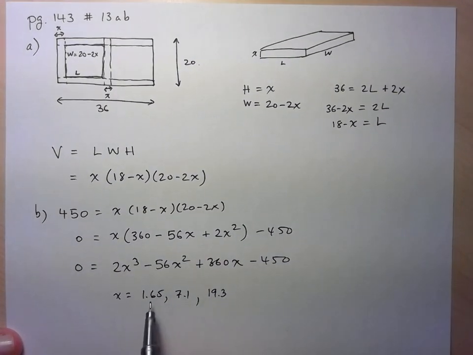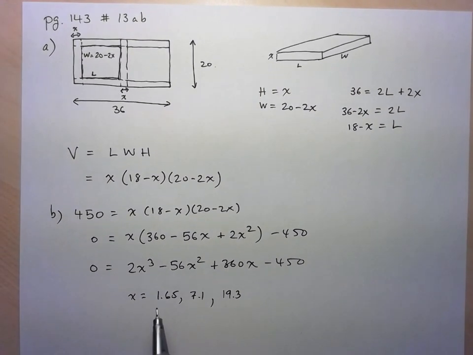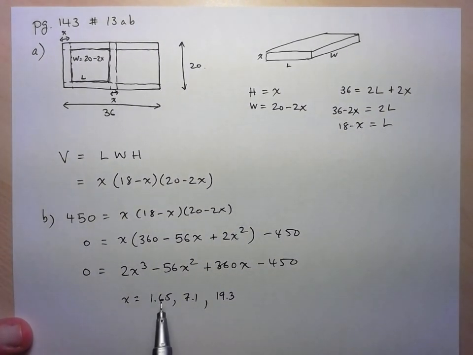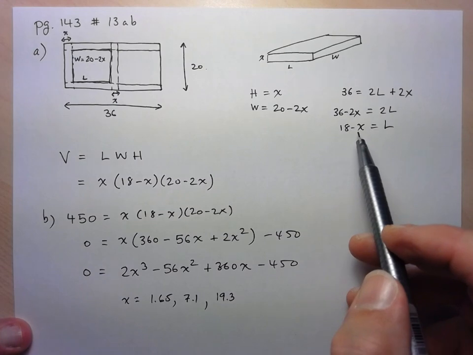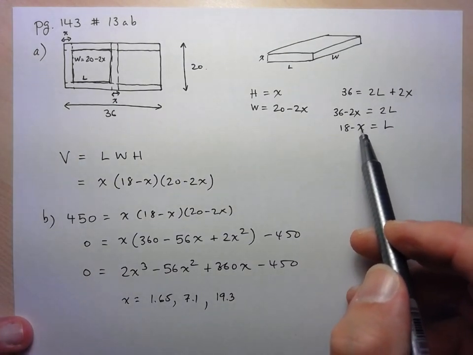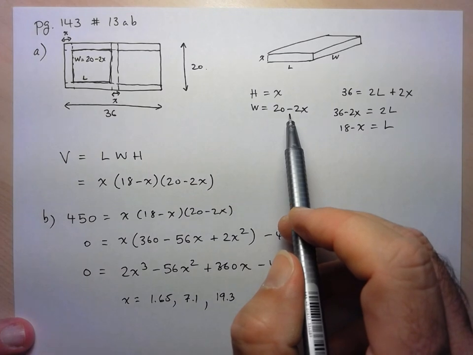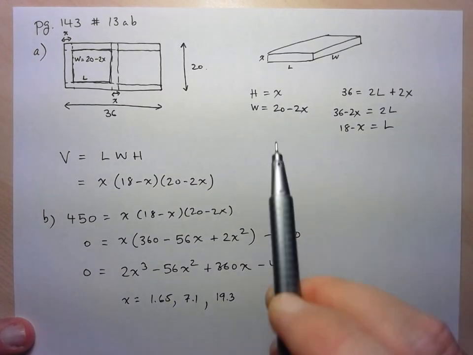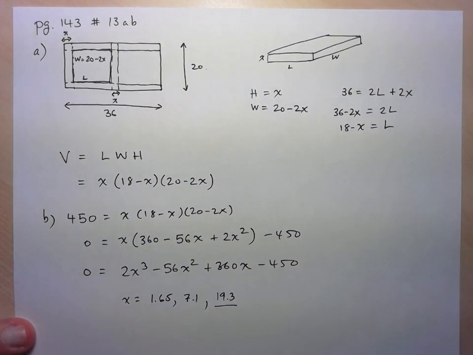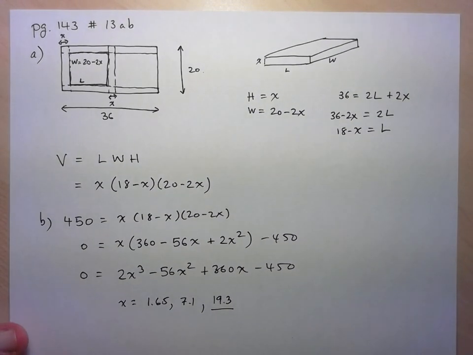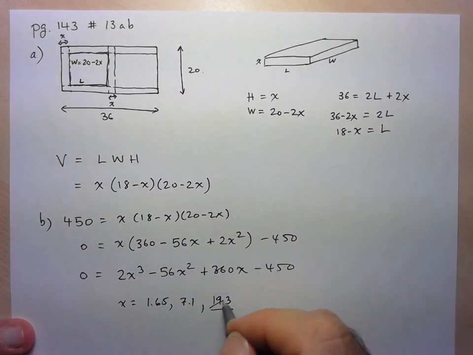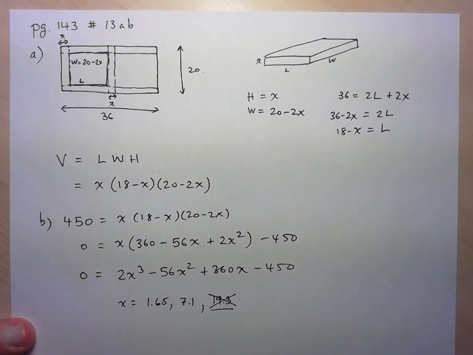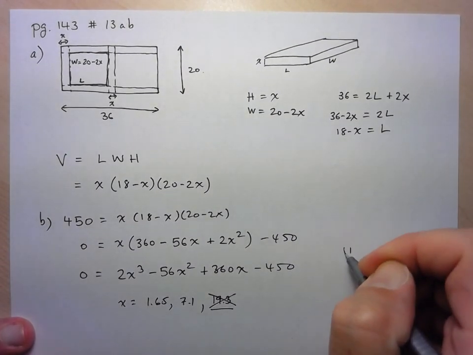So now we've got our three possible values for x, but you want to ask yourself, are they all reasonable values? All right, the 1.65 looks good. The 7.1, let's check that one, because remember, our length has to be 18 minus x. So 18 minus about 7 gives me a reasonable number, and 20 minus 2 times 7, which is about 20 minus 14, gives us a reasonable number. However, when I check the 19.3, I can see that this is not a reasonable possibility, since right away my length is going to be a negative number. So we have to eliminate that possibility. So I guess we've got two possible boxes.